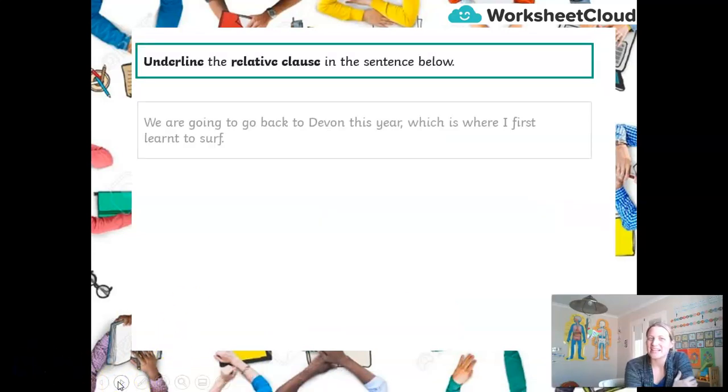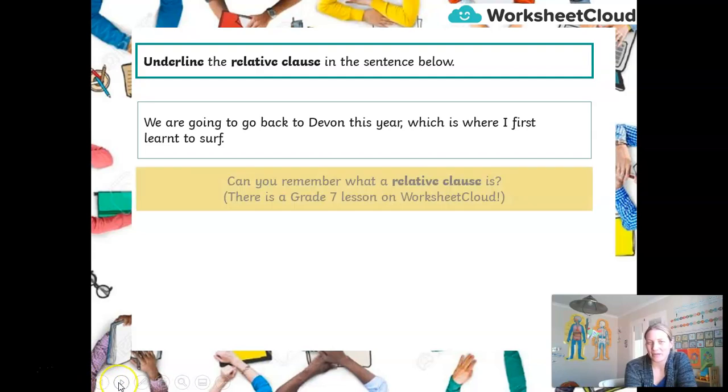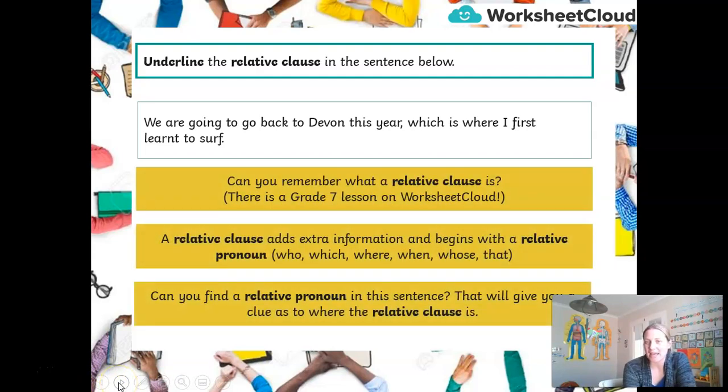Okay. Underline the relative clause in the sentence below. We are going back to Devon this year, which is where I first learnt to surf. Now, remember, girls and boys, can you remember what a relative clause is? Okay, and there is a grade 7 WorksheetCloud lesson on relative clauses if you need to go and have a watch.